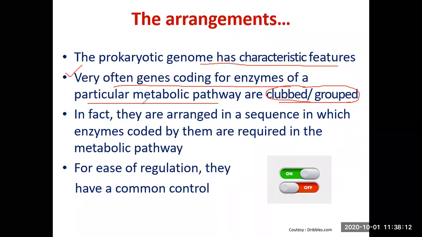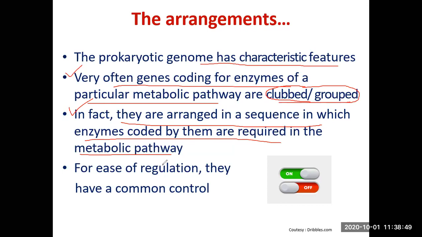Okay. In fact, what I mentioned over here is they are arranged in the sequence in which the enzymes coded by them are required in the metabolic pathway. If enzyme A is required first, then in the transcription sequence, the gene for enzyme A will appear first. If enzyme B is next, then the gene coding for enzyme B will be next to the gene coding for enzyme A in the transcription sequence, like that. Not necessarily every time, but in many cases you will find that this is the kind of arrangement.